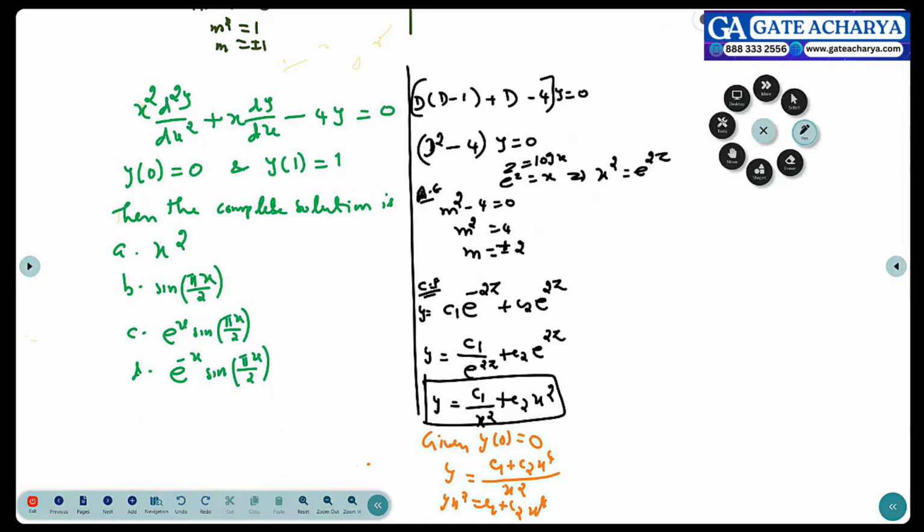So y at x equal to 0 gives c1 plus c2, here 0, c1 plus 0, so c1 becomes 0. So the value of c1 is 0. Next y of 1 is equal to 1, y at x equal to 1. So 1 is equal to c2. So c2 value is 1, and c1 value is 0.